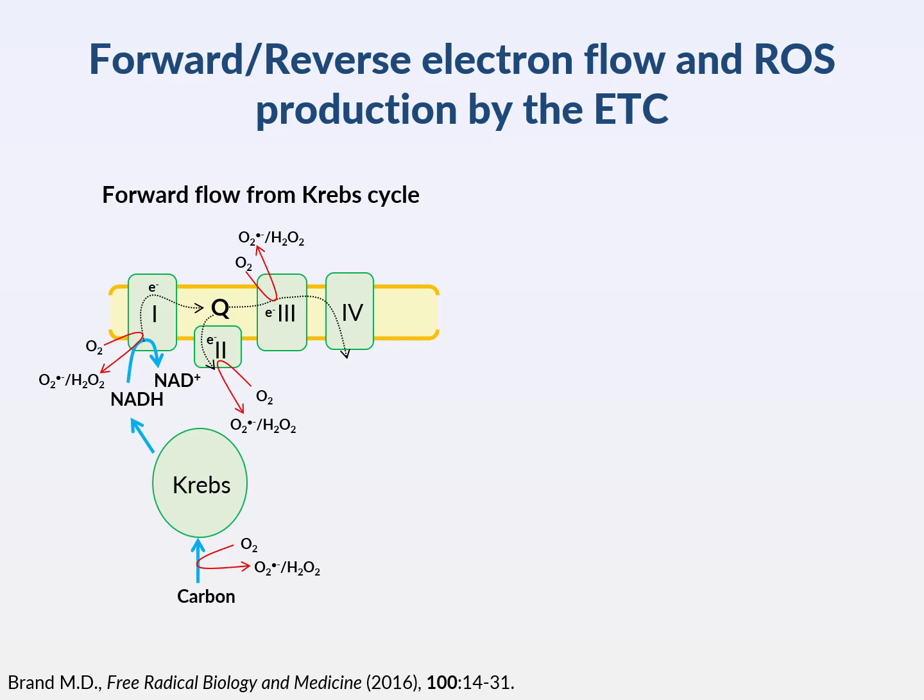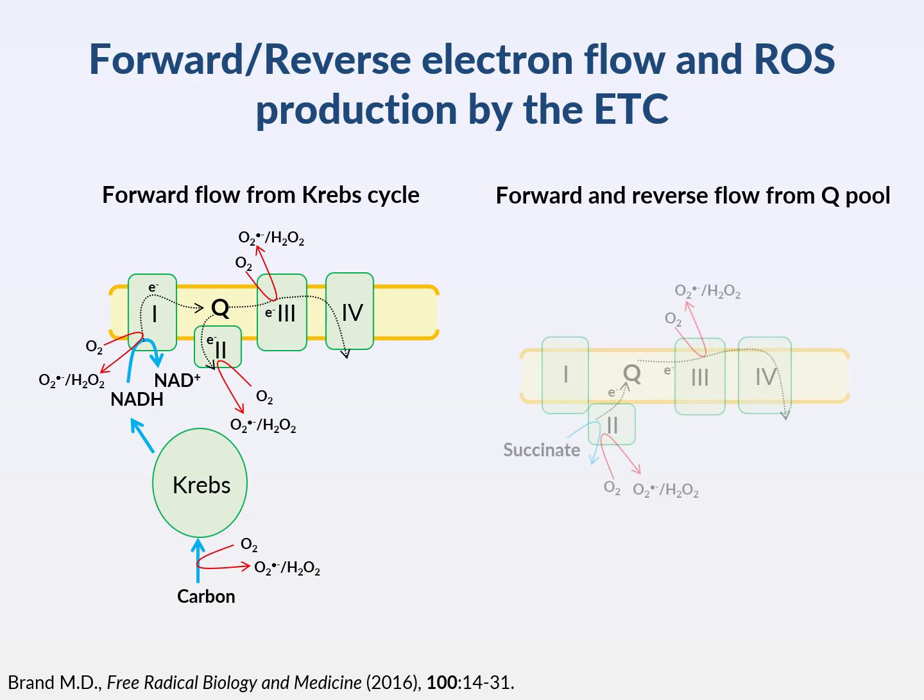And of course, along the way, electrons can leak out, as discussed in previous slides, to make reactive oxygen species. The oxidation and reduction of quinone, on the other hand, can yield reactive oxygen species via forward and reverse electron flow. I will use the example of succinate metabolism first. Succinate is oxidized by complex 2, and the electrons move in a forward sense up the chain all the way to complex 4, producing reactive oxygen species at the level of complex 2 and 3. However, these electrons can also move backwards to complex 1 and form superoxide or hydrogen peroxide.